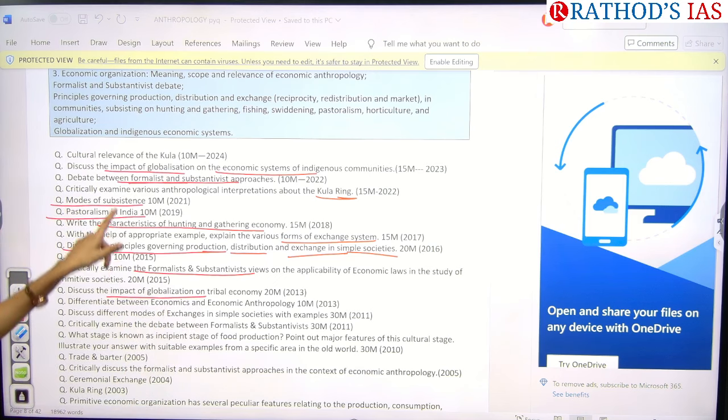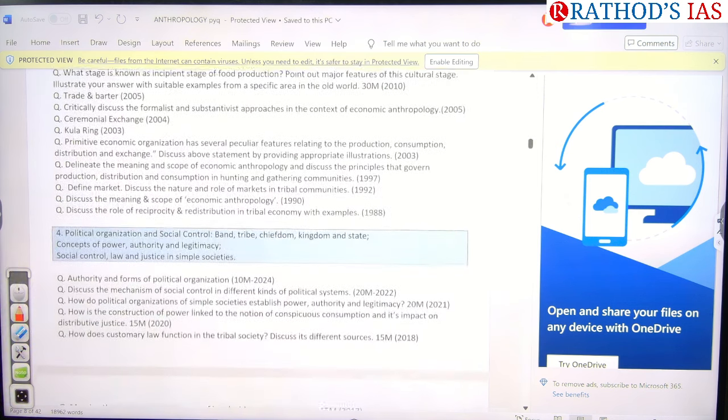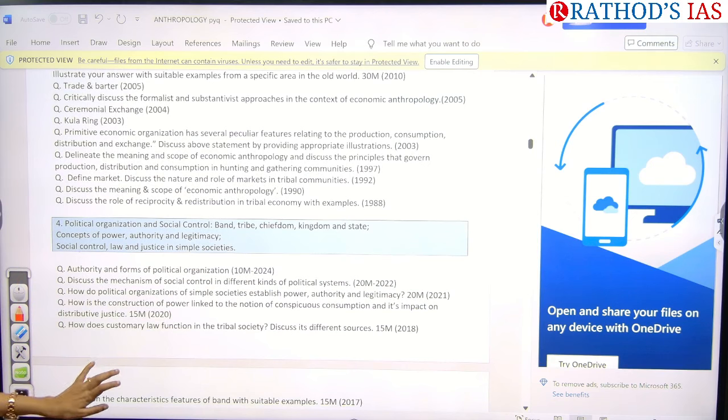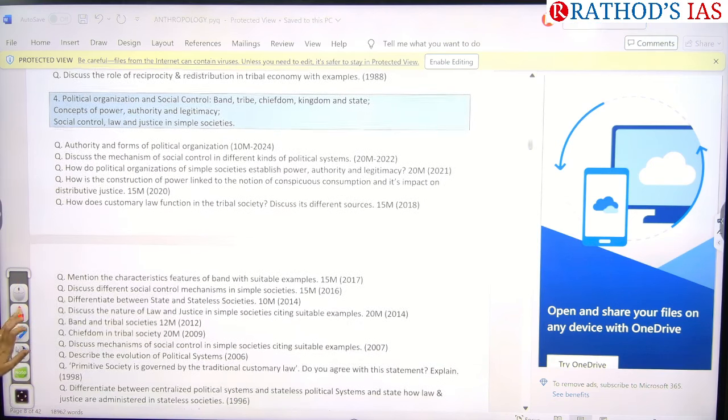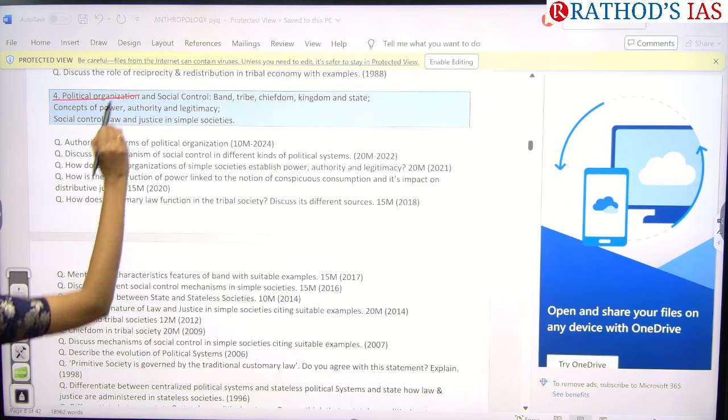So again, the question had been repeated. That is the thing from 2013 onwards. Same topics, there is no out of syllabus question itself. And see, this is the 4th chapter. It is about political organization.